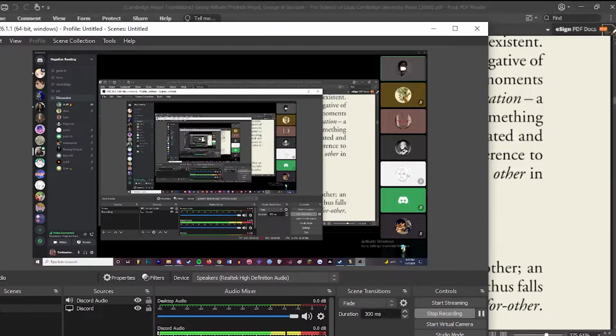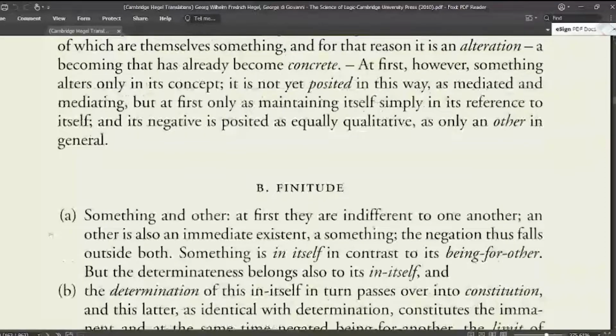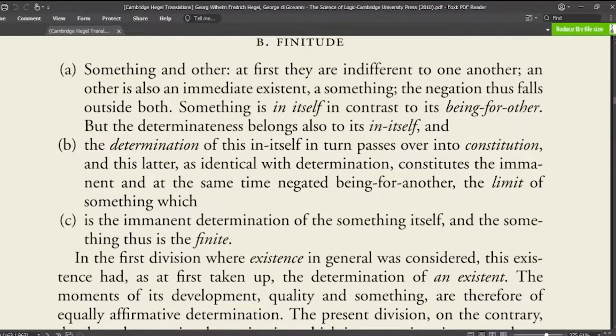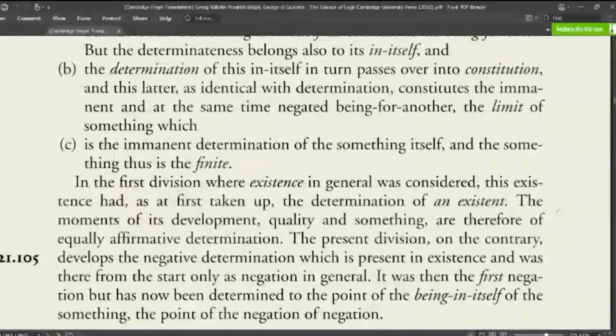All right, so last time we left off with attitude. So A, something and other. At first, they are indifferent to one another. And other is also an immediate existence. A something, the negation thus falls outside both. Something is in itself in contrast to its being for other, but the determinants belongs also to its in itself. And B, the determination of this in itself in turn passes over into constitution, and this latter, as identical determination, constitutes the immanent and at the same being for another, the limit of something which, C, is the immanent determination of the something itself, and the something thus is the finite.